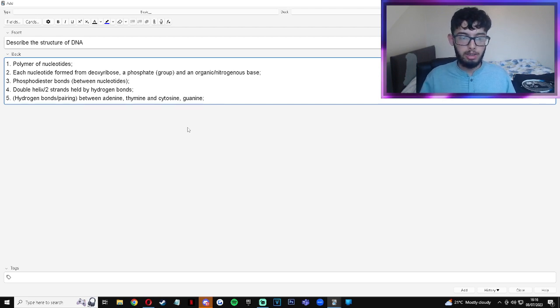And you can also kind of work on the answers a bit to make it a little bit easier to remember. Okay, because I don't need to remember if it's an organic / nitrogenous base. I can just delete that nitrogenous base. Double helix, 2 strands. You only need to give one of them. So I'll just say it's a double helix. Oh, actually, no, I'm just going to say it's 2 strands held by hydrogen bonds. Okay, and then I can just delete that. Pairing between adenine, thymine, and there you go.